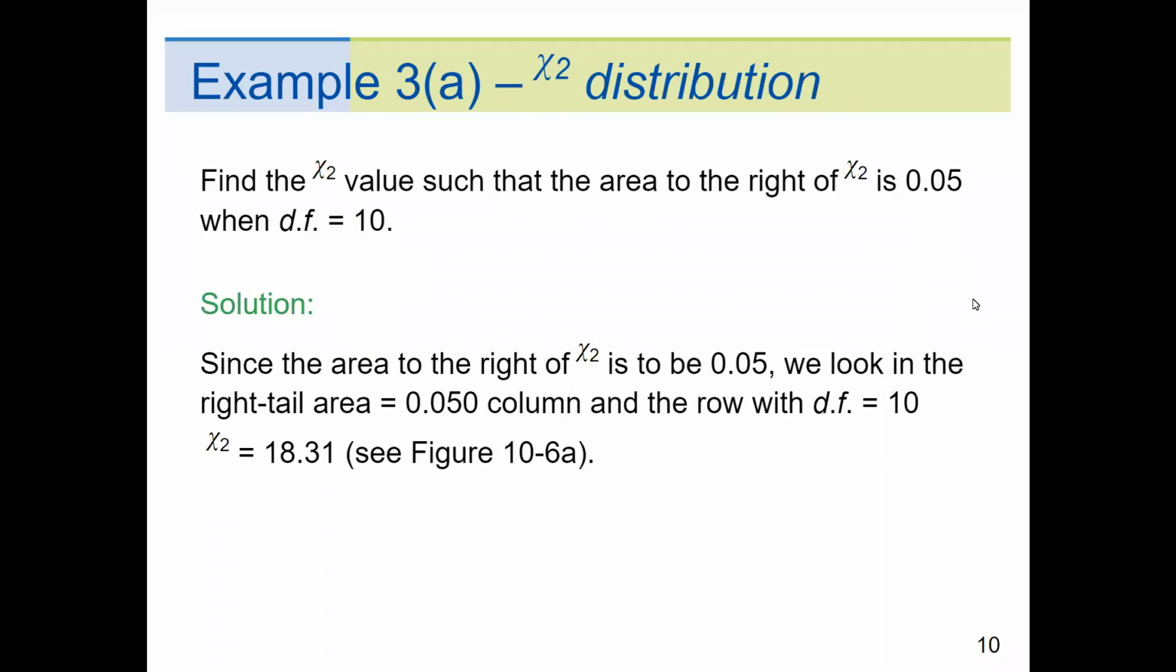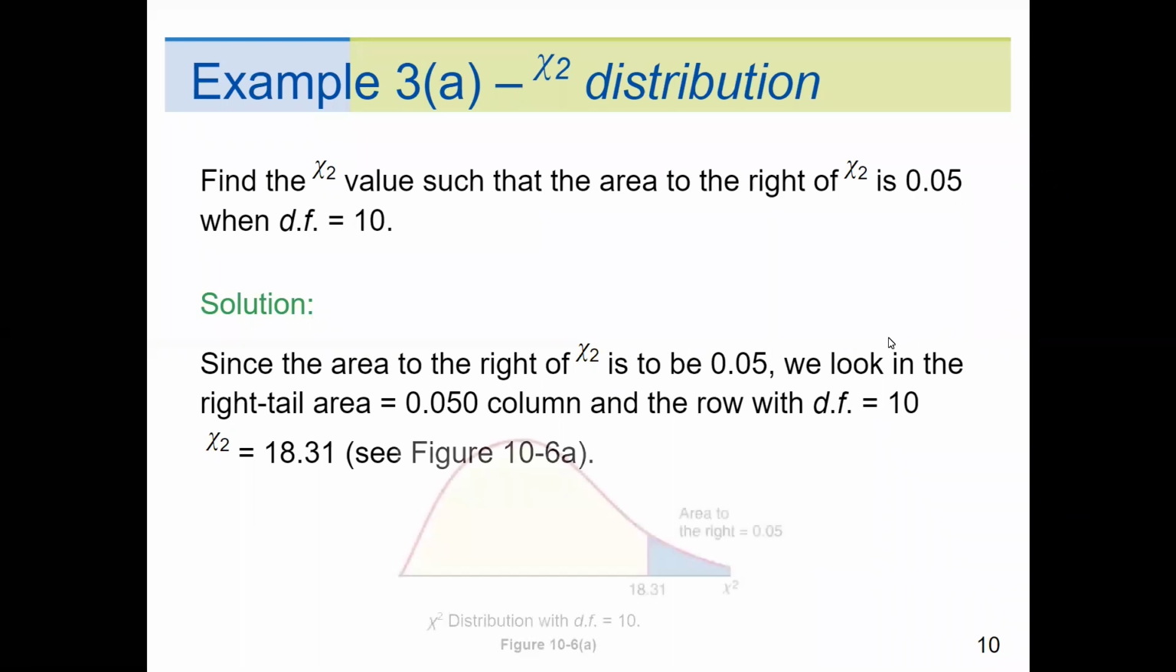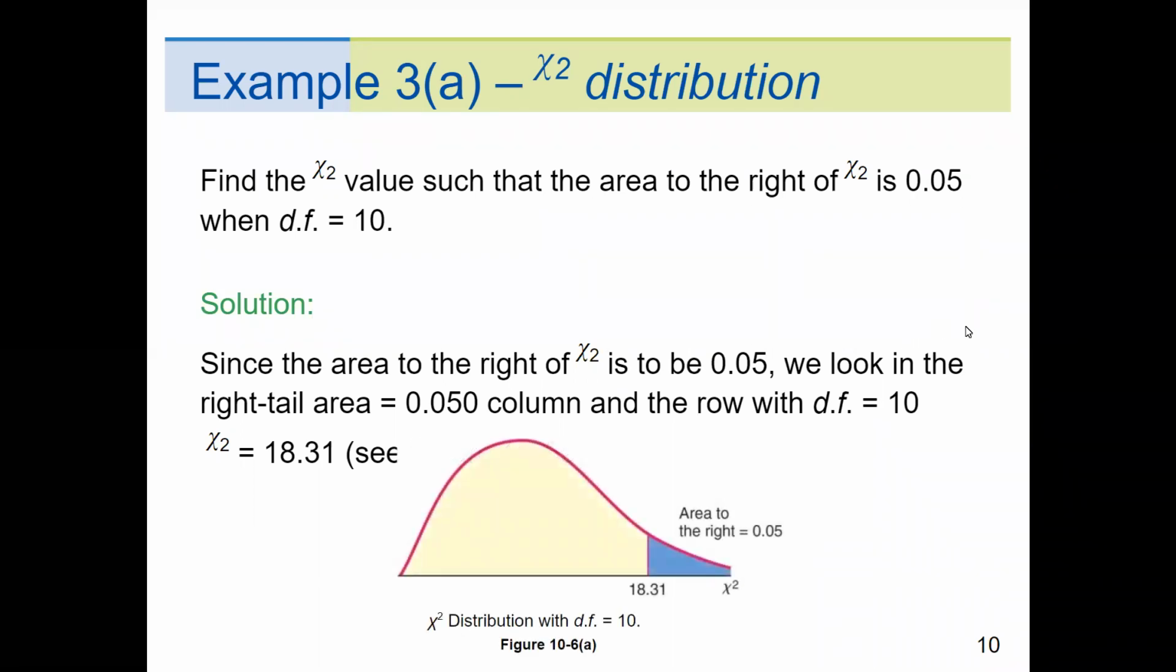Find the chi-square value such that the area to the right of the chi-square is 0.05 when degrees of freedom equal 10. Since the area to the right of the chi-square is to be 0.05, we look at the right tail area equal to 0.050 column, and with the row degrees of freedom equal 10, chi-square is equal to 18.31. See figure 10.6a.